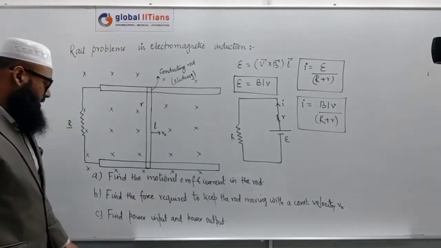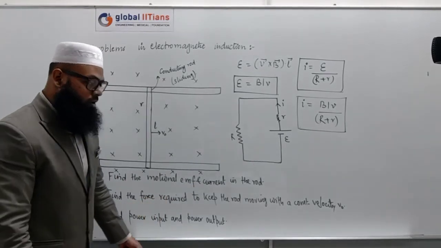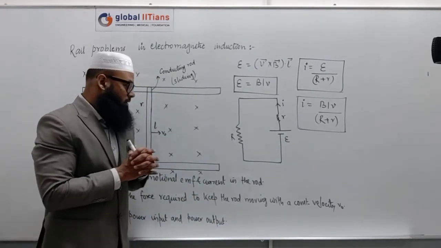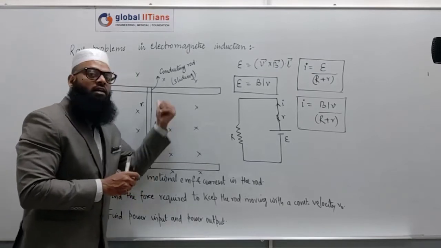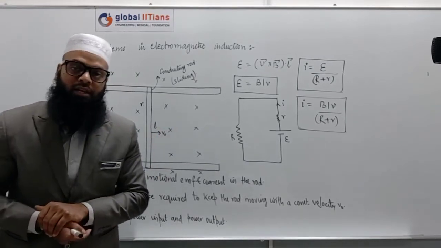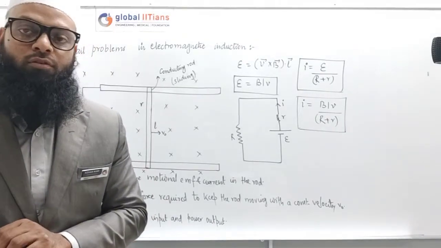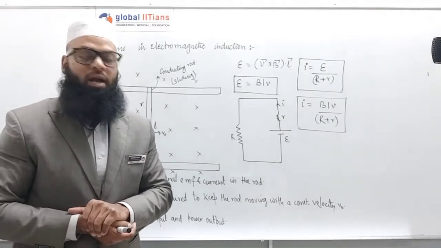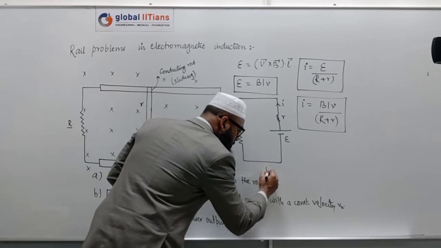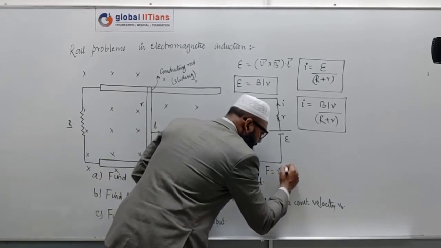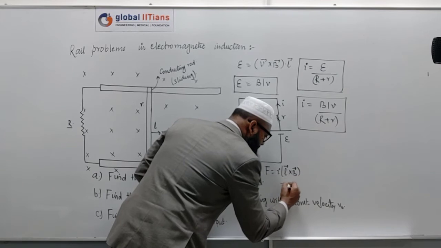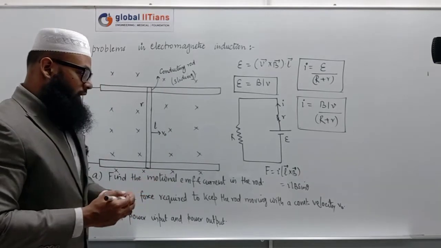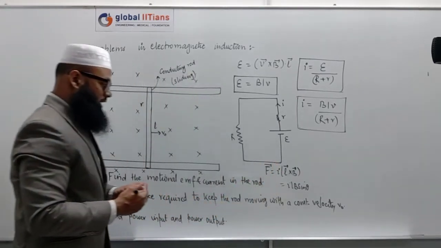Now the second thing they are asking: find the force required to keep the rod moving with a constant velocity. See guys, let's try to understand the concept behind it. As it is moving in this direction, this is the current carrying conductor now. And whenever a current carrying conductor is placed inside a uniform or even a non-uniform magnetic field, it starts experiencing some force, and that force is given by F is equal to I times L cross B, or F is equal to ILB sin theta.